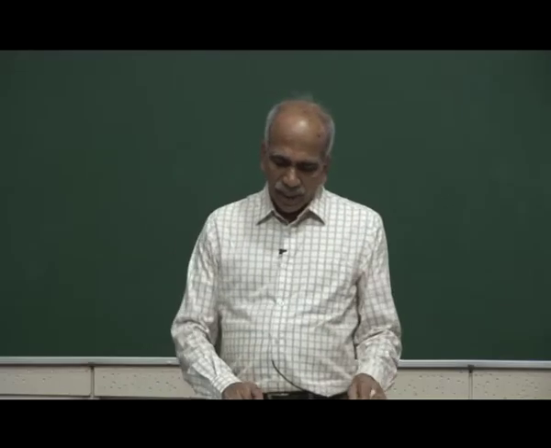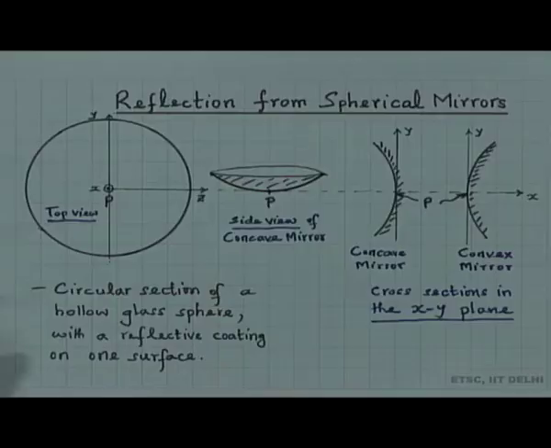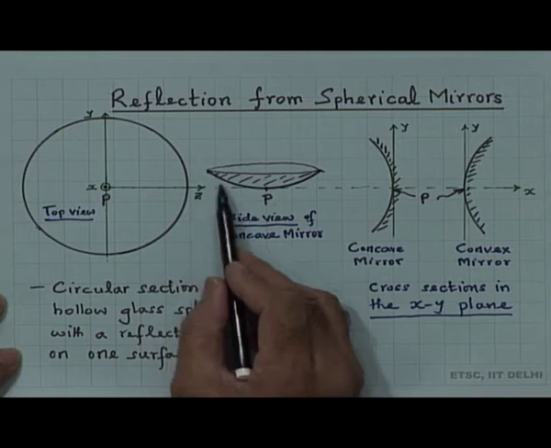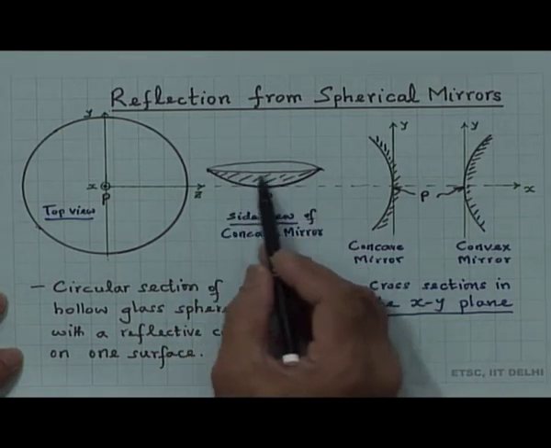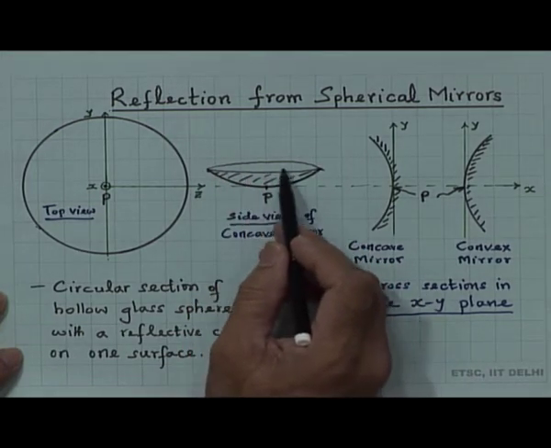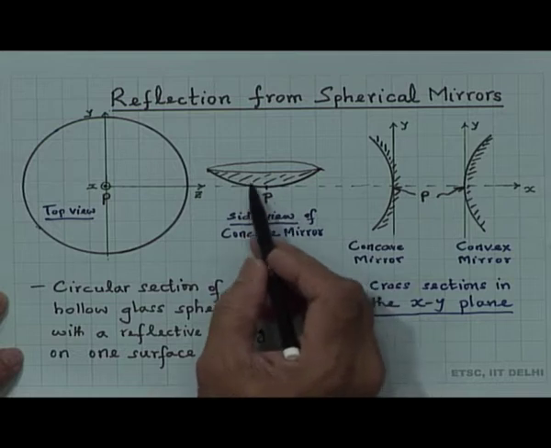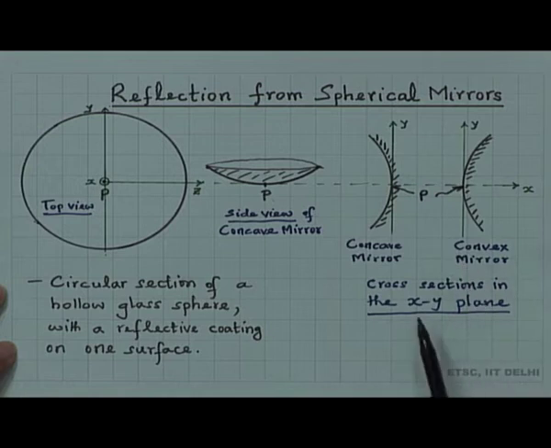All right. So, reflection from a spherical mirror. This is the top view and this is the side view. As I said, it is a section of the sphere. You can see it is a hollow sphere, a section of the hollow sphere. This is the part where reflection takes place, and this is the coated part, the back side of that section.